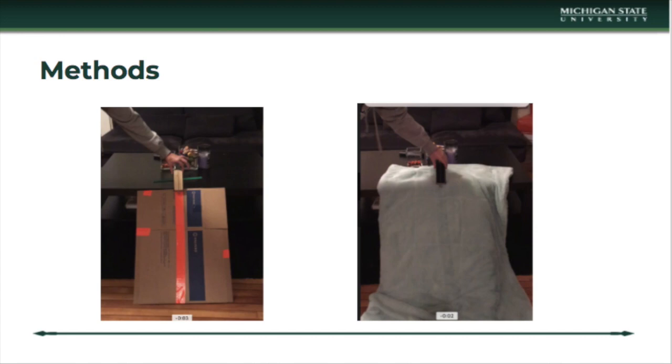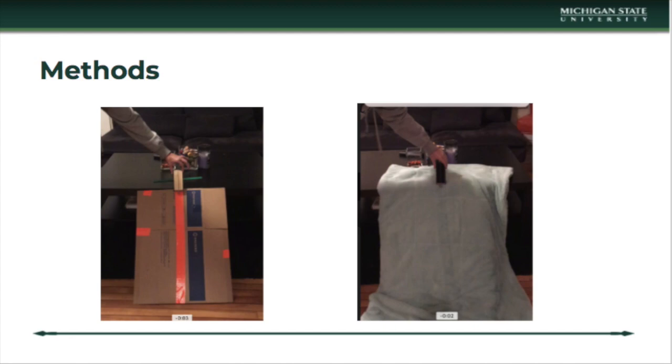Our methods were as follows. The ramp was made of cardboard and was placed against a table to make the angle. Tape was placed on the cardboard to ensure stability of the ramp. The frictional block was slid down along the tape, which was kept constant. Videos were recorded and analyzed using the Tracker software.